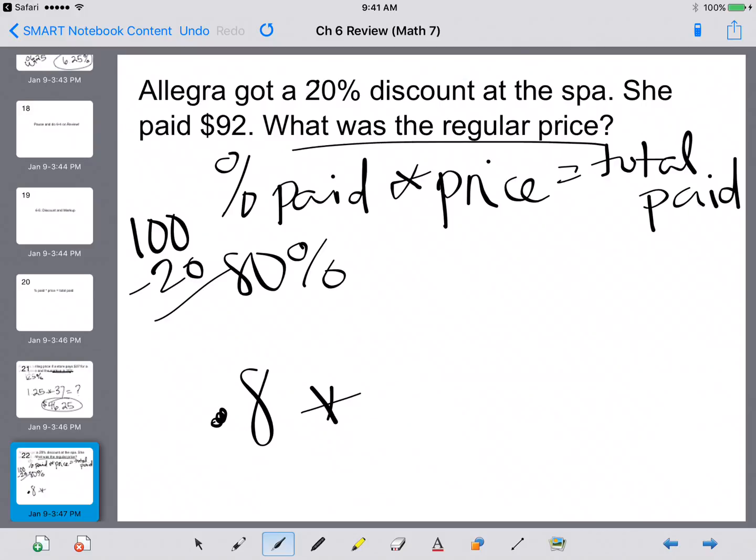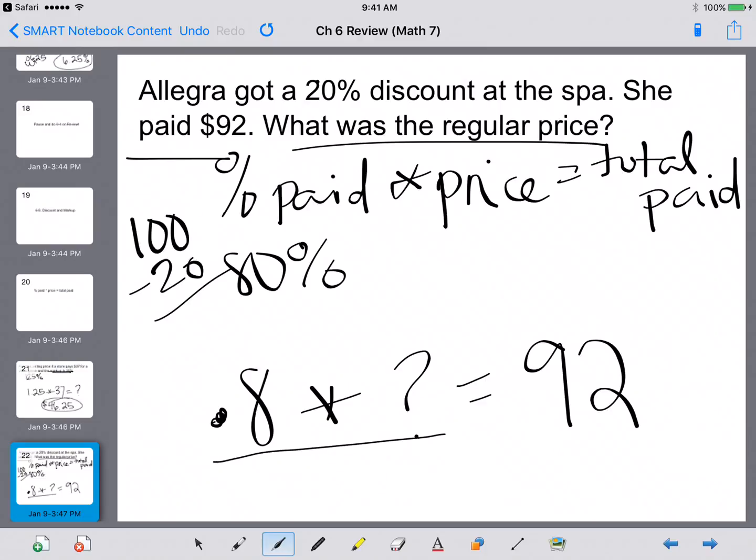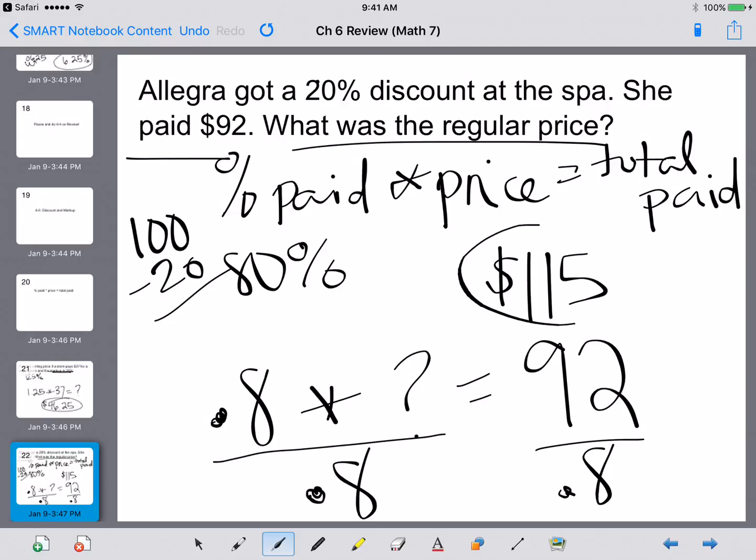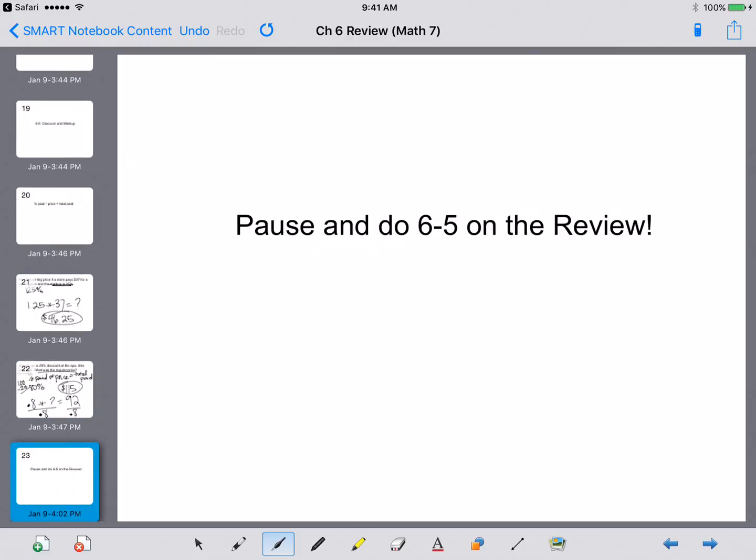So what was the regular price? We don't know. So we're going to try to solve for that. And she paid $92. So to figure this out, we do the opposite of multiplication, which is division. We're going to divide by this 0.8. So divide by the percent. What you do to one side, you do to the other. So we've got 92 divided by 0.8, and the original price then would be $115 because that's what 92 divided by 0.8 equals. You can pause here and do 6.5 on the review and you're almost done.